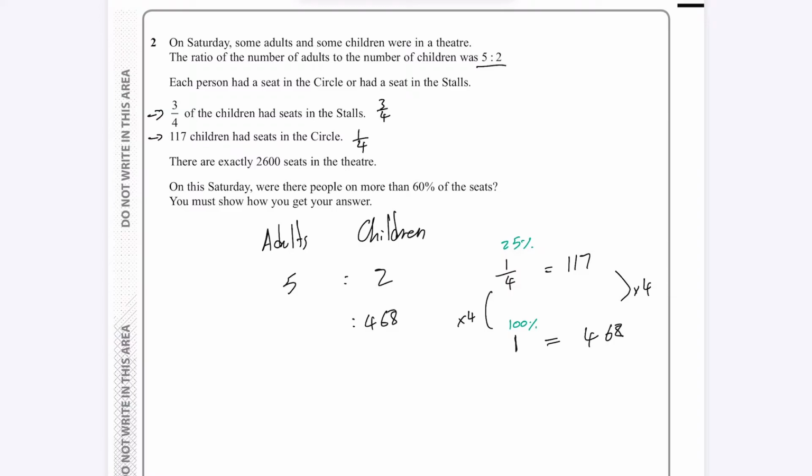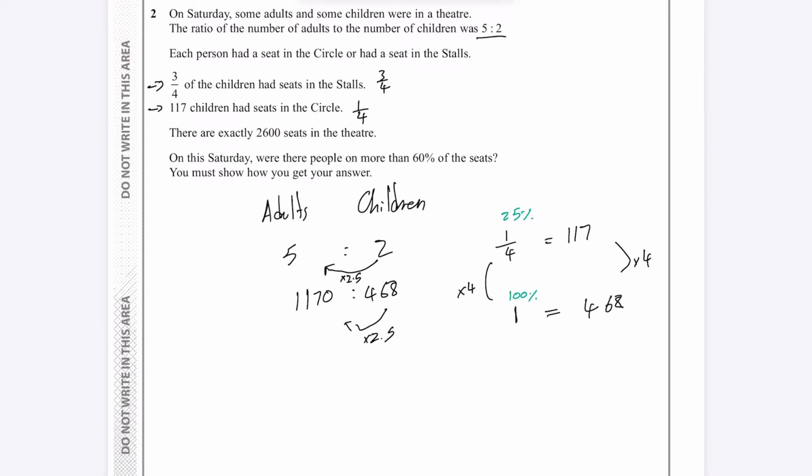Well, how many adults are there? We know the ratio is 5 to 2. So how do you go from 2 to 5? You just times it by 2.5. So we're going to times 468 by 2.5 on your calculator, and you get 1,170. So in total, there is 1,170 plus 468, which is 1,638 people on seats.